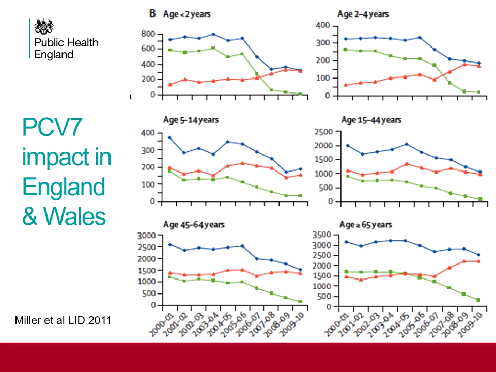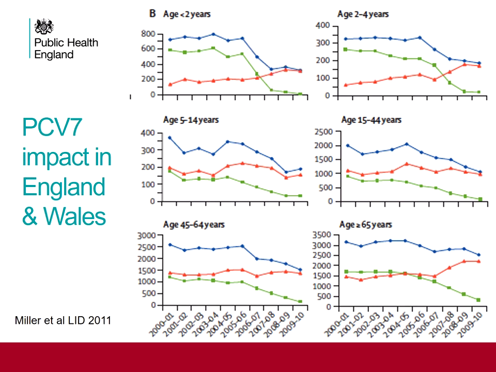So I want to tell you what's happening now, but to get there, I need to tell you what happened before. We introduced the PCV7 into the childhood program in 2006, and we first published the impact of PCV7 in 2011. We have 4 years' worth of data. So what you will see is that, let's start with a simple one, the green line are the PCV7 serotypes in the under 2s. The vaccine came in 2006, and you can see a huge reduction in PCV7 serotypes in children.